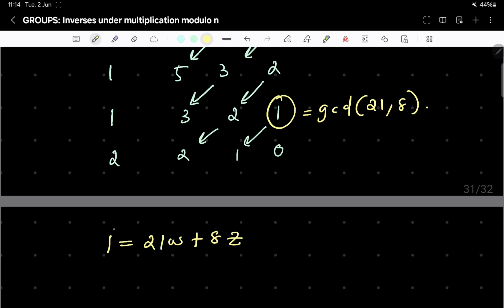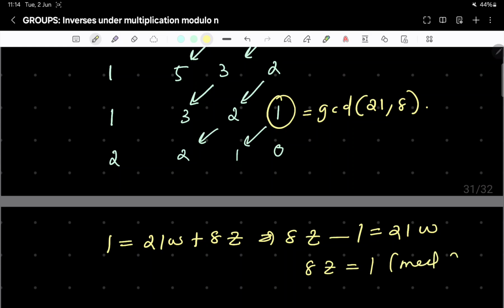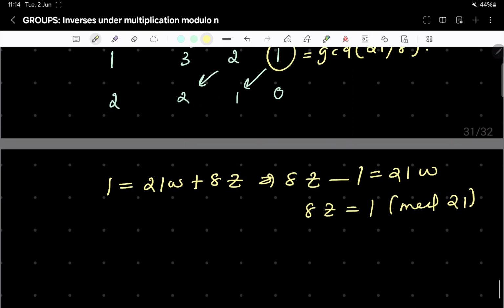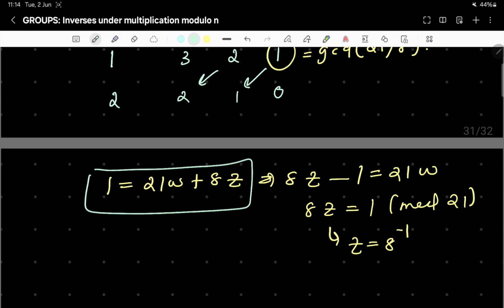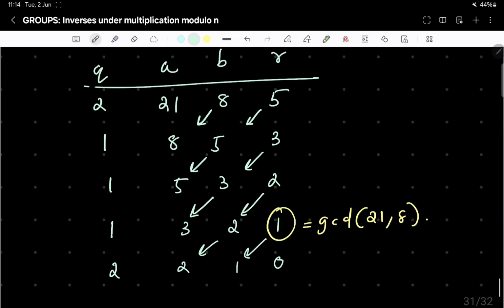So if you can write 1 is equal to 21W plus 8Z, then this implies 8Z minus 1 is equal to 21 into W, or simply 8Z is equal to 1 mod 21. So Z is actually the inverse of 8. So the task is, how do you write 1 in this form? Will this idea help?